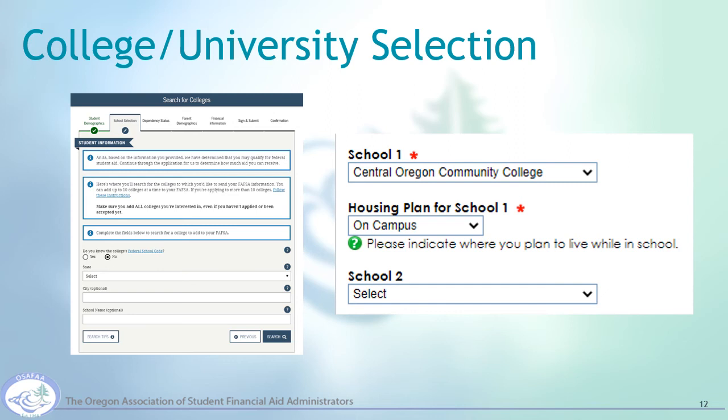If you have a student that is considering more than 10 schools, have the student add the first 10 schools. Wait until they receive an email stating that the FAFSA information has been processed and sent to the schools listed on the FAFSA, usually about 1 to 3 days. Then the student would go back into the FAFSA, choose the school selection tab, remove the schools that have already received the information, and then add the additional schools, sign, and resubmit the FAFSA.